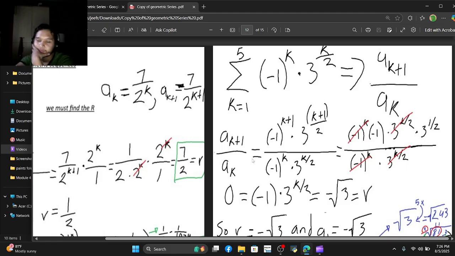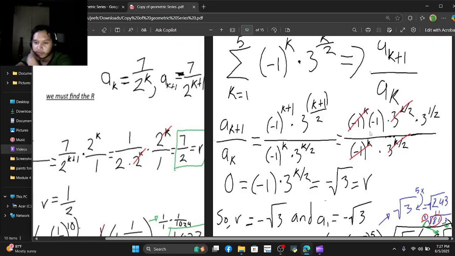So the only thing that we do here is just add 1, so it will be -1 to the k plus 1. We also do the same here, k plus 1 divided by 2. And on the bottom, we just copy the same thing. I wrote it in this way, as you can see. Now we have to simplify this thing.